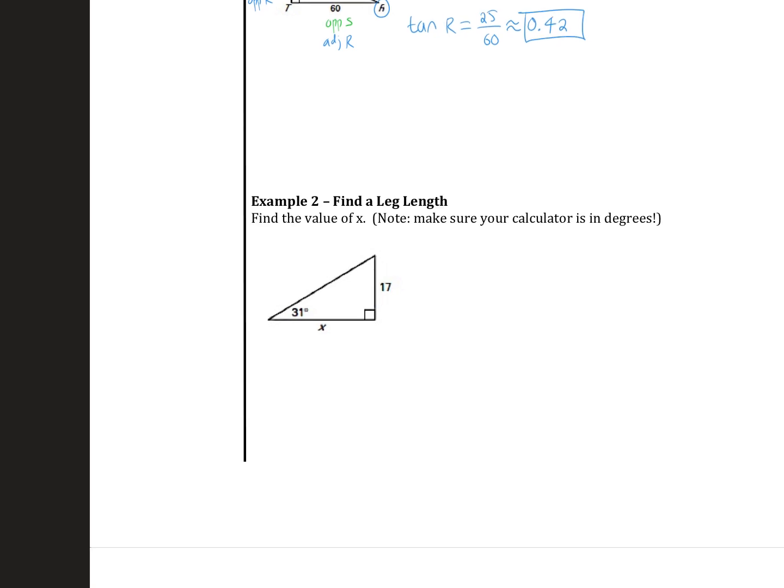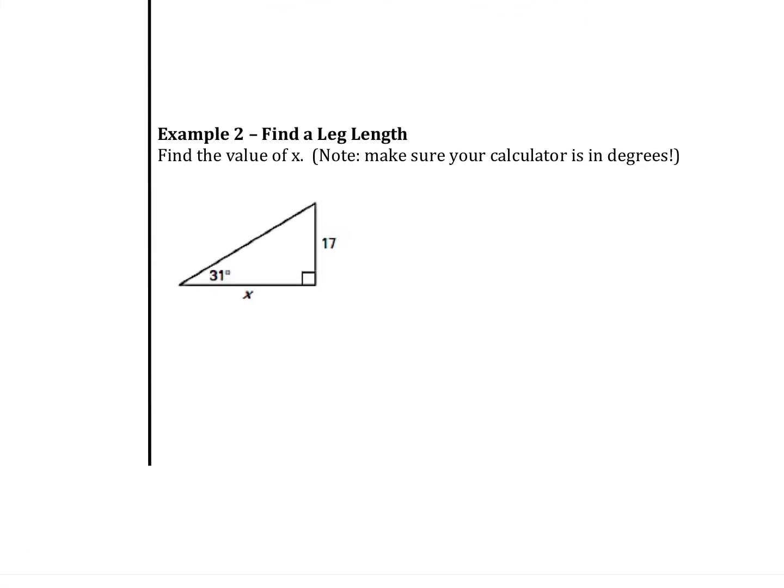Okay, so finding a leg length. It says find the value of x, make sure that your calculator is in degrees. Make sure you come talk to me if you have a question about that. I can help you. So this one's a little bit different. This time we're not looking for the ratio. We're going to use this angle, which is 31, and we're going to solve. We can actually use the tangent ratio to solve for missing sides. So we're going to still use, what was the tangent ratio again? Tangent of theta equals what? It's opposite over adjacent, right? You'll see here the usefulness of the tangent ratio is we can use that ratio to solve for missing sides.